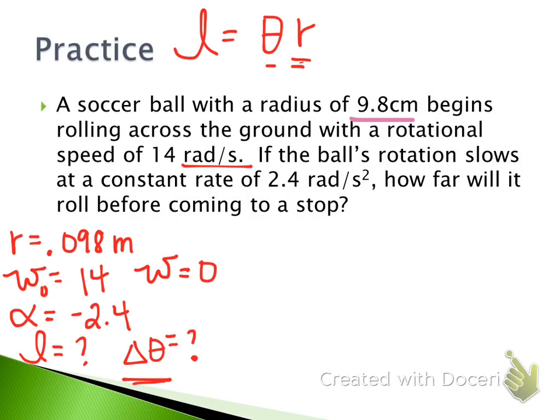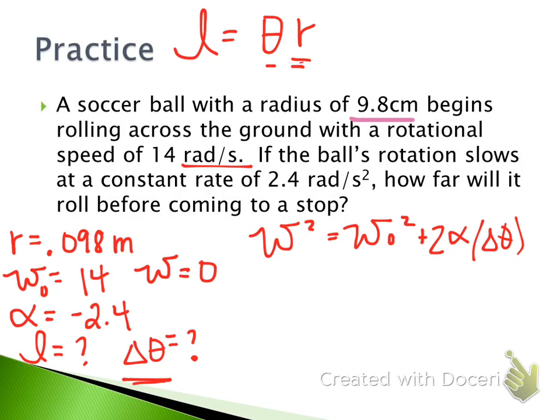Okay, so looking at our kinematics equations, we should use the last one, right? Omega squared equals omega initial squared plus 2 alpha delta theta. We use this equation because we weren't given a time. It doesn't tell us how long it takes to come to a stop. So we know our final angular velocity is 0. We know our initial angular velocity is 14. We know our angular acceleration is negative 2.4, and we're solving for theta. Okay, so we're going to go ahead and move this to the other side.